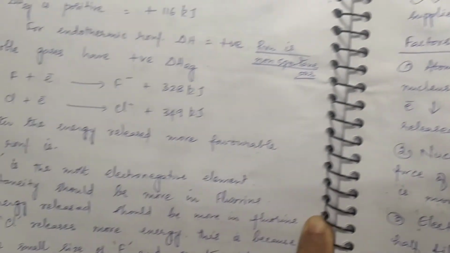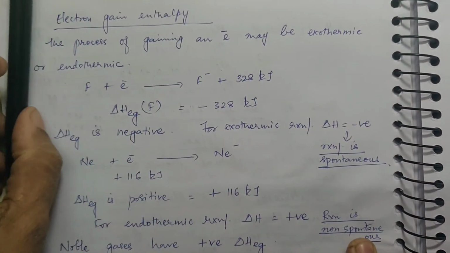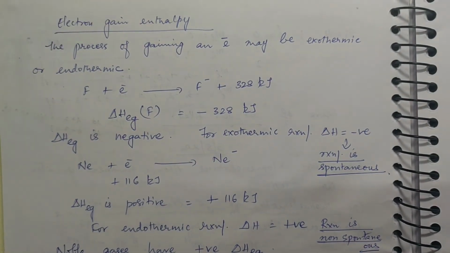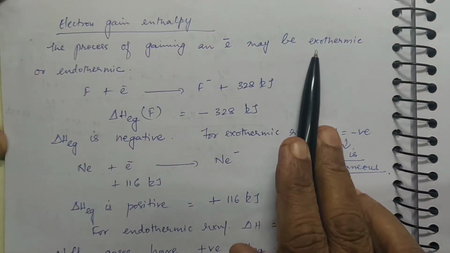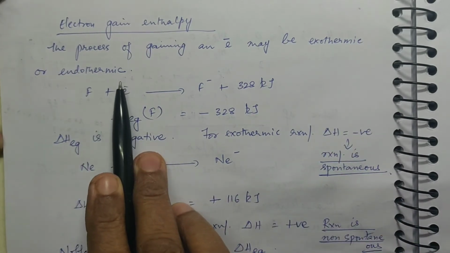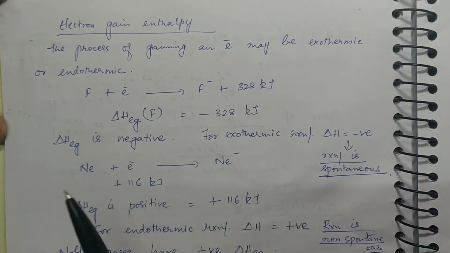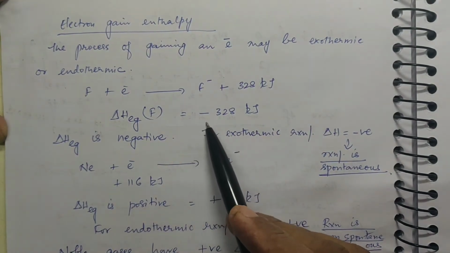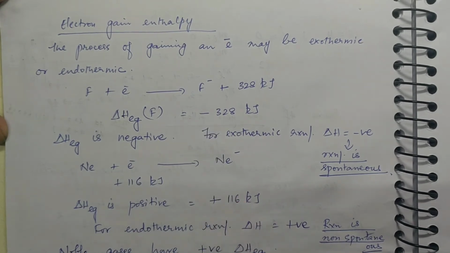Now, let us see more about electronegativity and another property called electron gain enthalpy. Just like ionization enthalpy, electron gain enthalpy is also another property. Now the process of gaining an electron may be both exothermic as well as endothermic. Now in the case of fluorine, if it gains an electron, it is releasing 328 kilojoule of energy. And energy released is exothermic, you know it. And for exothermic reactions, delta H is always denoted with a negative sign. This also you know, thermodynamics you have done.